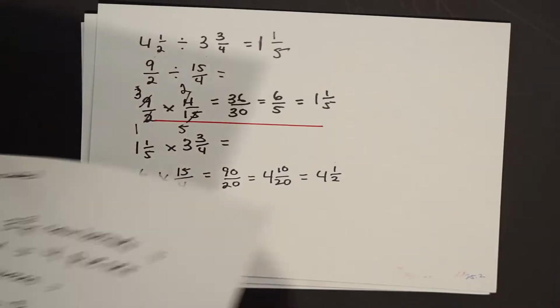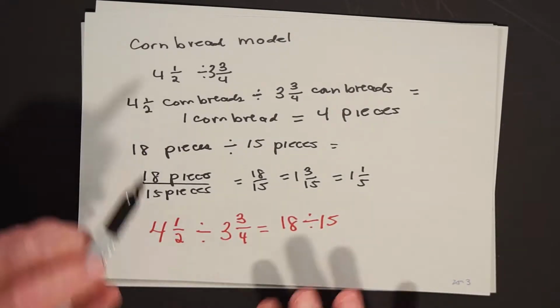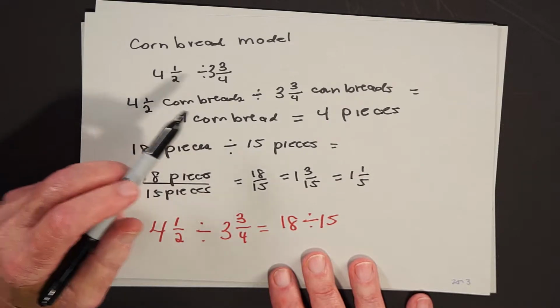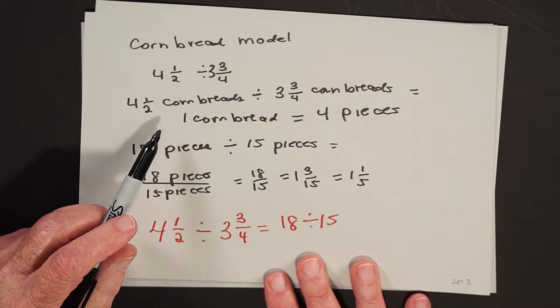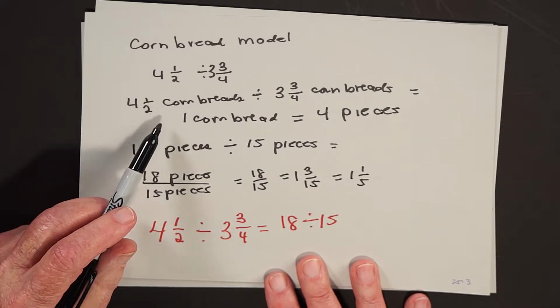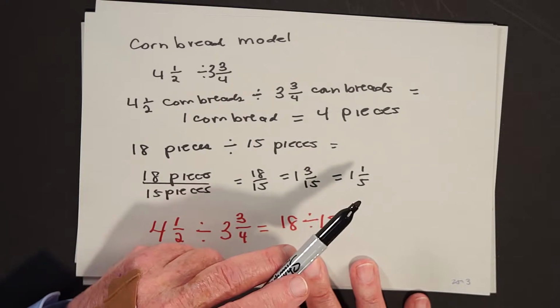Now, I've been harping on the fact that using the cornbread model, and using pieces of cornbread instead of fractional amounts, makes things intuitively easier for students to visualize, because they'll see a whole number of pieces as opposed to a whole number of fifths or sevenths or eighths, etc. So using the cornbread model, all we would do is assume that 4 1/2 and 3 3/4 are modifying cornbreads. And so what you want to know is how many times bigger is 4 1/2 cornbreads than 3 3/4 cornbreads.